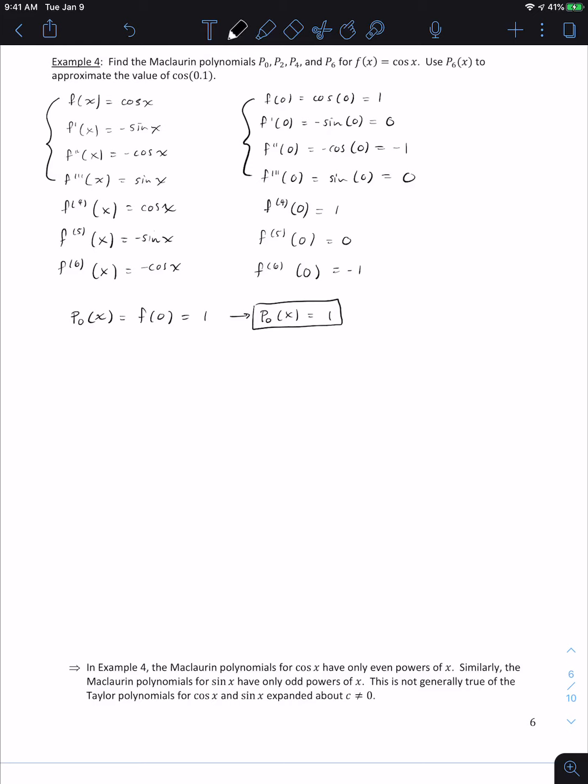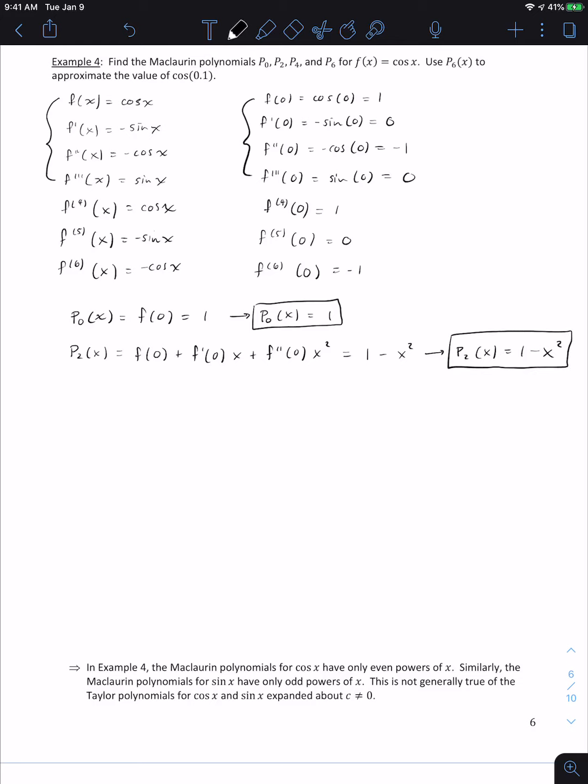Okay, so now skip p sub 1, so now we want to do p sub 2 of x. Well, I'm going to go right and write the formula, so the formula is going to be f of 0 plus f prime, the first derivative at 0, x, plus, remember I don't have to do x minus c because c is 0, plus the second derivative at 0, x squared. So what is f of 0? That's 1. F prime at 0 is 0, so that x term goes away, and then f double prime is negative 1, so I get negative x squared. All right, so p sub 2 of x is equal to 1 minus x squared.